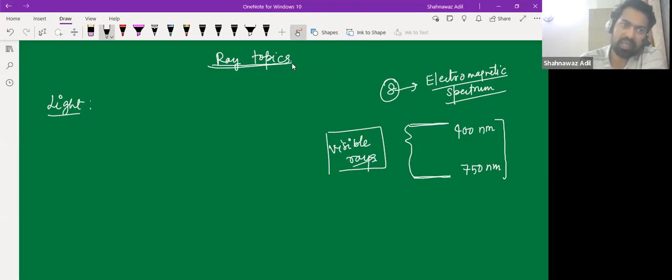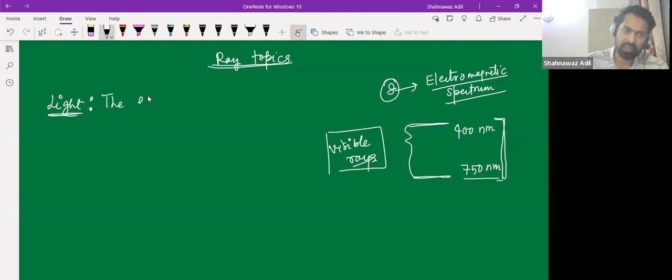So I was talking about, what is this light? In the eighth chapter we studied electromagnetic waves, and those electromagnetic waves had some spectra. For the case of light rays, we are talking about that electromagnetic wave which comes under the visible range, 400 nanometer to 750 nanometer. Those electromagnetic waves are called light.